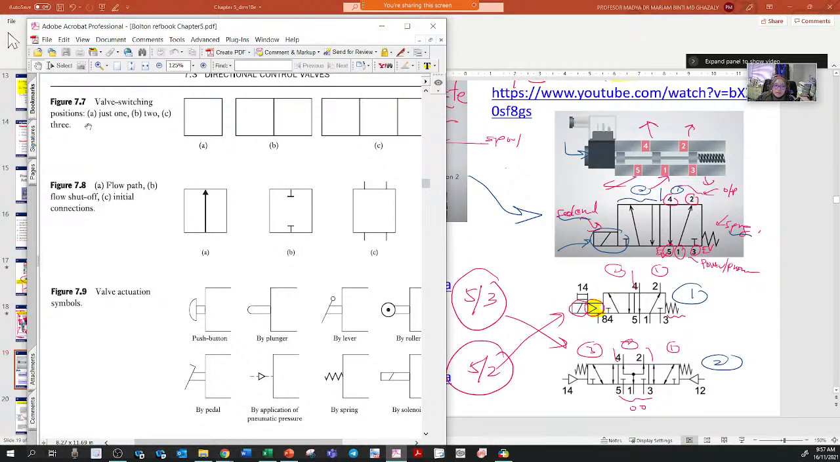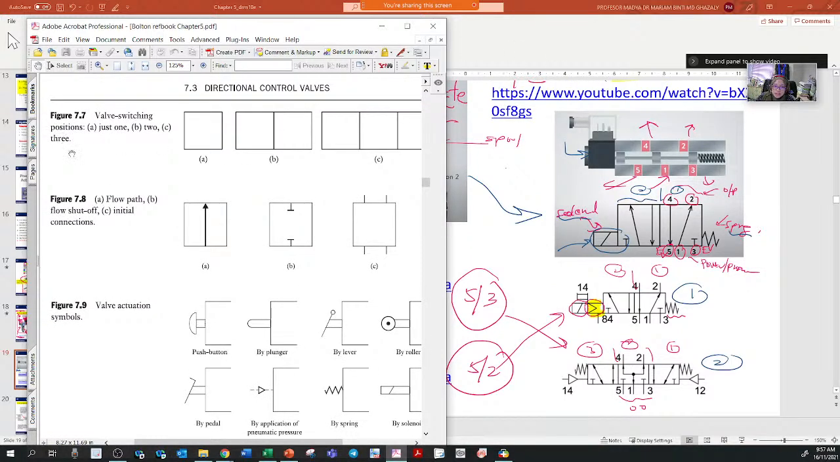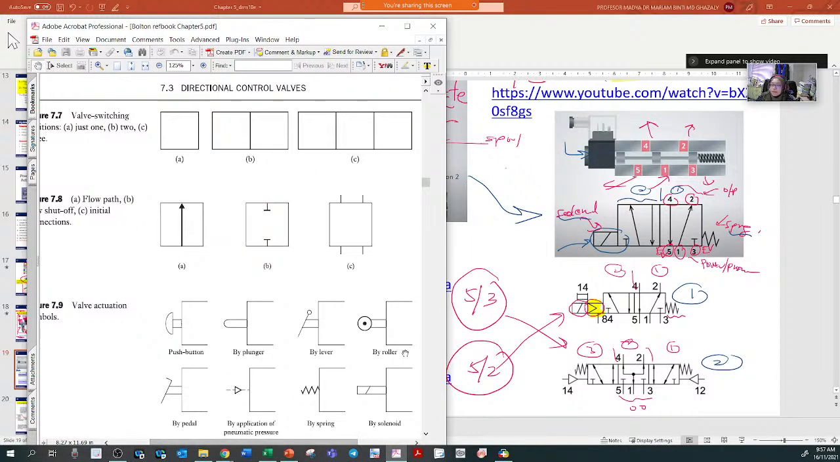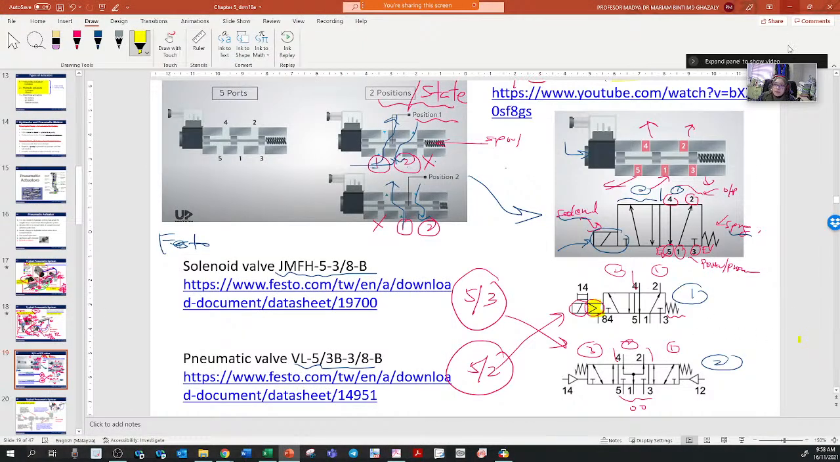And above here, if you see the valve switching position, this really indicates the state of the valve. So one block means one state, two blocks means two states, and three blocks means three states. That's why you get this one as a 5-3 control valve.